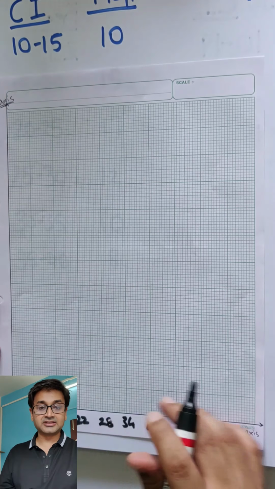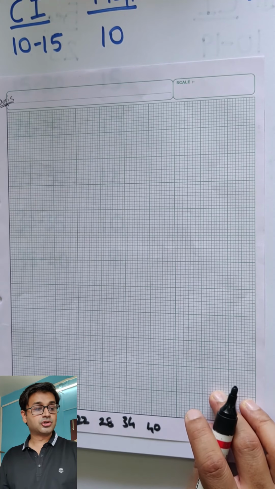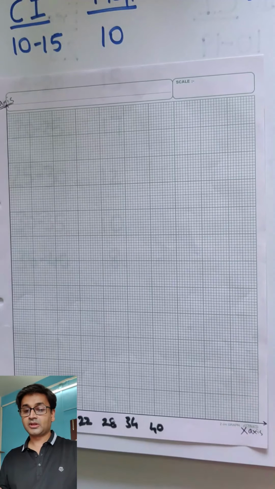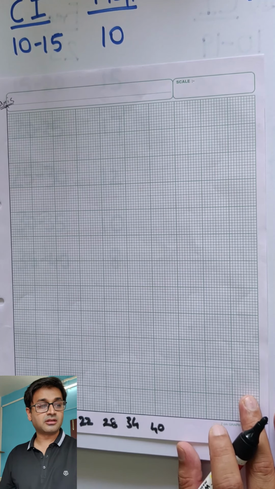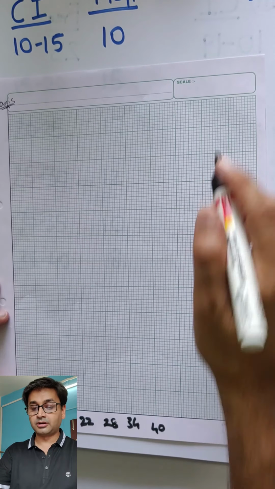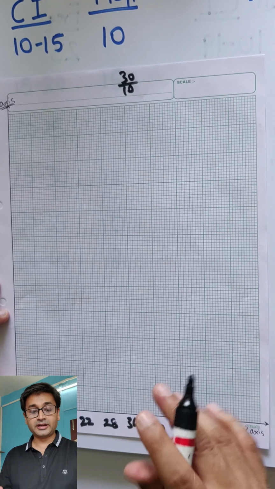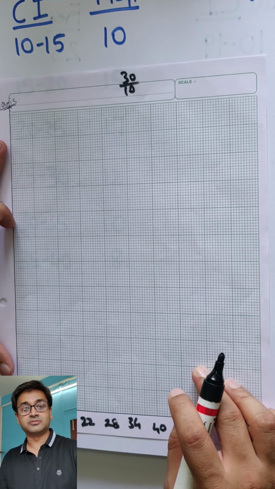Now on the y-axis, how are you going to calibrate? You need to look at the highest frequency. If you look at this, the highest frequency that we have is 30. So now to divide 30, you should always take 30 divided by 10. Why 10? Because we are going to use 10 blocks max.